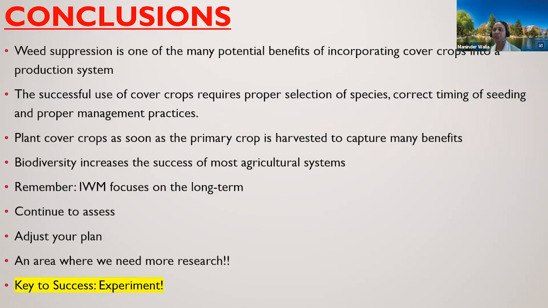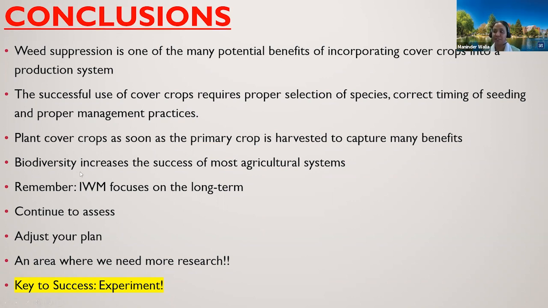So with this, I would conclude that weed suppression is one of the many potential benefits of incorporating cover crops into the production system, as I showed with the Swiss Army knife. The successful use of cover crops requires the proper selection of species dictated by your objectives and goals, then the timing of the seeding and the proper management practices. And plant the cover crops as soon as the primary crop is harvested to capture many benefits, including the environmental, ecological, or financial incentives in the long run.